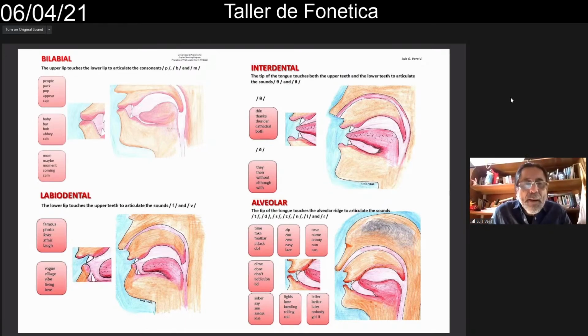Then we have b. The vocal cords vibrate, and then we say baby, bar, bob, Abby, and cab in the three positions. Baby, bar, bob, Abby, cab.